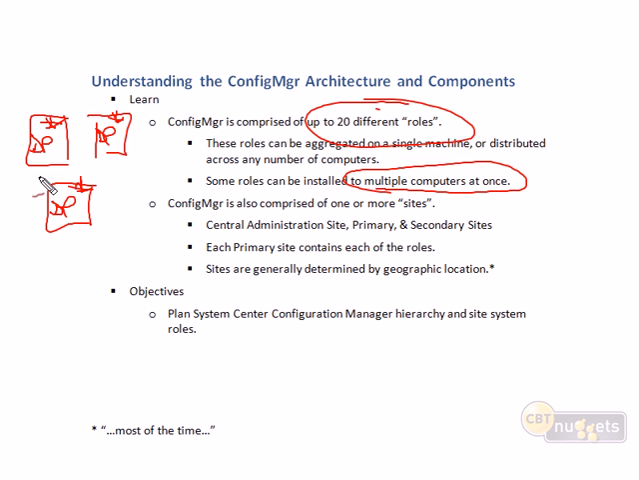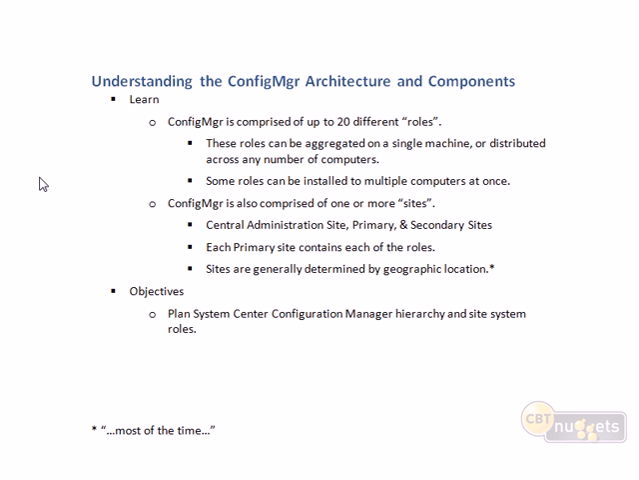Now, in the same vein, Config Manager is also comprised of one or more sites. We're actually not going to work with a CAS site until later. We're going to work in a single primary site for the entirety of this series until the 20th nugget. In that 20th nugget, I'll talk more about the differences between a CAS, a primary, and a secondary site. Really, just recognize that a primary site has a database. A secondary site doesn't.